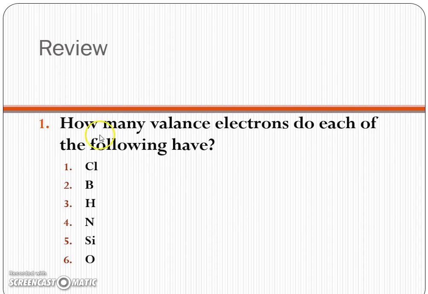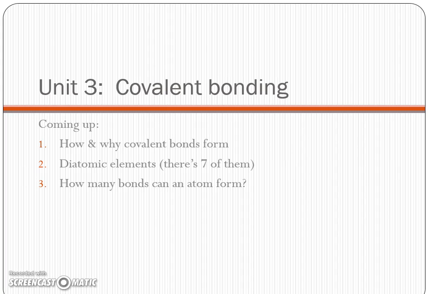So just a quick review: how many valence electrons do each of the following have? I'm not going to go through all of them, but again, valence electrons are going to be very, very important in terms of determining how things bond, a lot like last chapter. Here, though, those valence electrons aren't going to transfer. We're not going to add any extra. There are no electron transfers. There are no ions. Here we're just going to share.